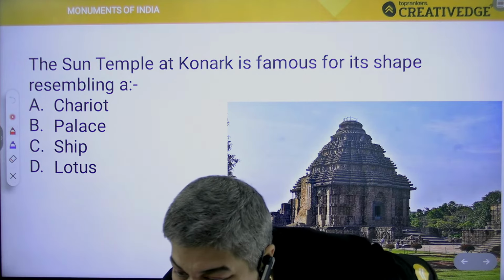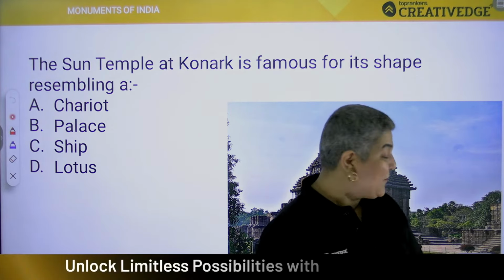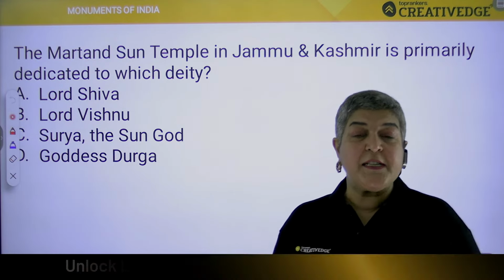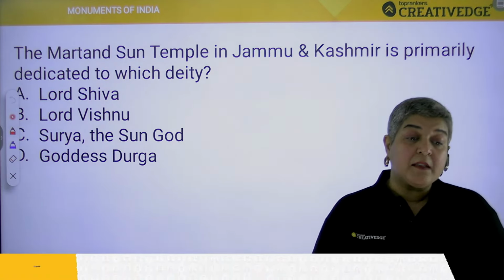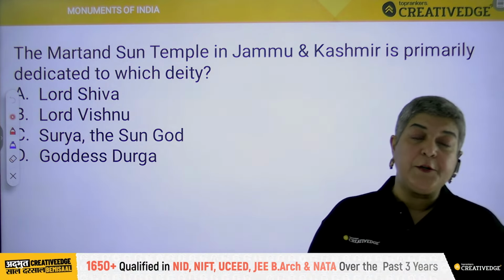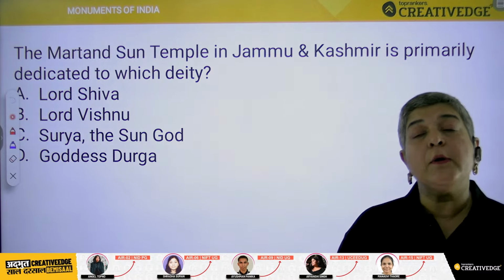बहुत सारे लोगों ने जवाब भी दे दिया है, भुवनेश्वर, दैट्स द कैपिटल ऑफ ओडिशा। थैंक यू सो मच गाइस। चलिए आगे बढ़ते हैं। The next question is in front of you. The Martand Sun Temple in Jammu and Kashmir is primarily dedicated to which deity? So, which deity is also important?